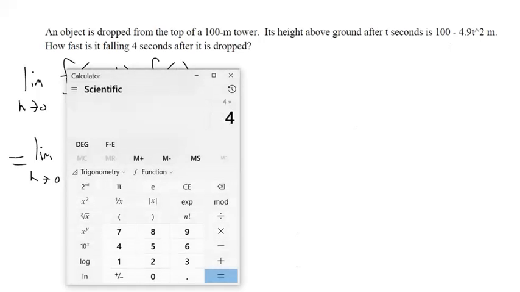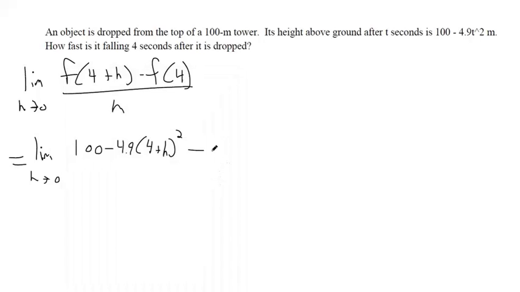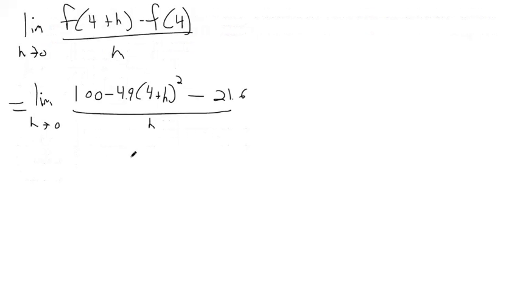So 4 squared times 4.9, and then 100 minus 78.4, that's 21.6. So I'll divide by h. Okay, and then once we compute this, we'll have the instantaneous rate of change.